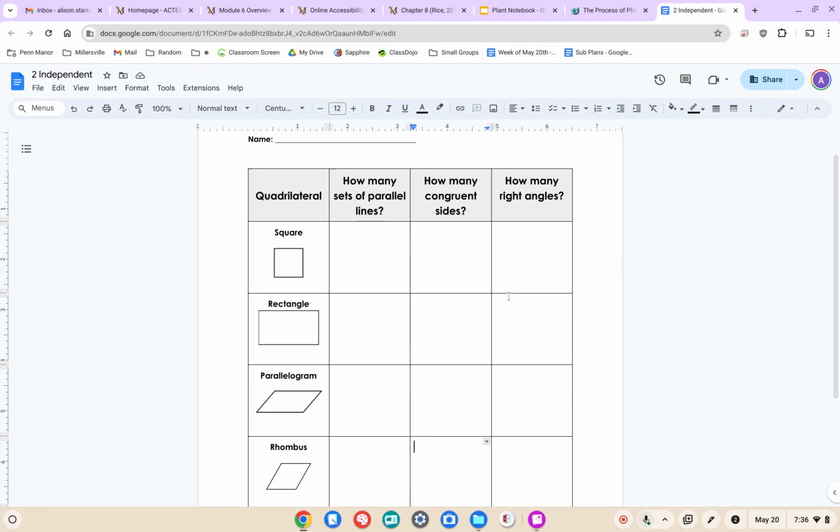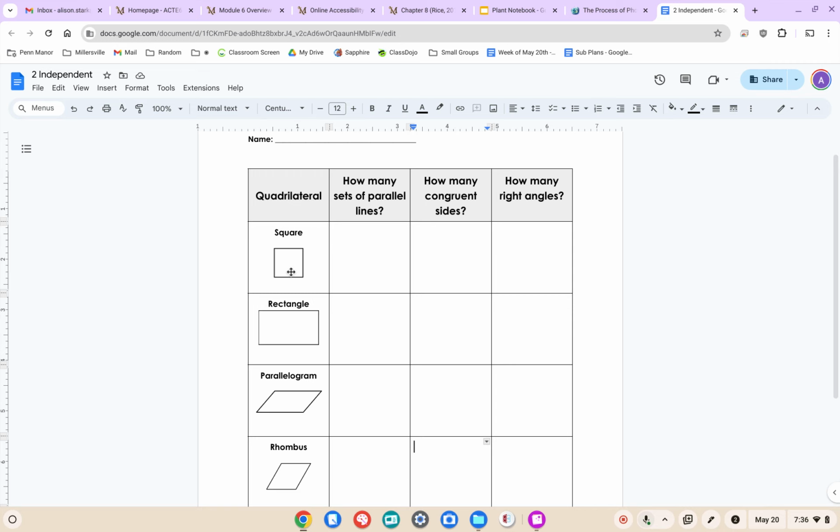I would give them an index card to help them determine the right angles, and they would also get the shapes as manipulatives, so they could draw on a piece of paper the sides to see if they were parallel. So they would be using manipulatives and different resources. This is done in person when they're completing this worksheet.